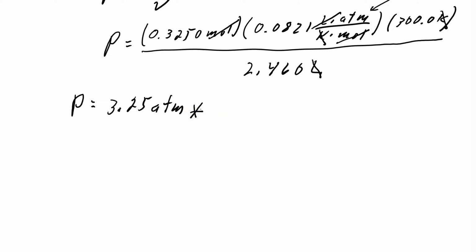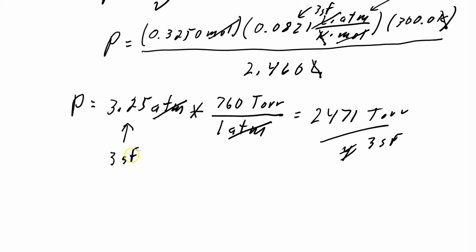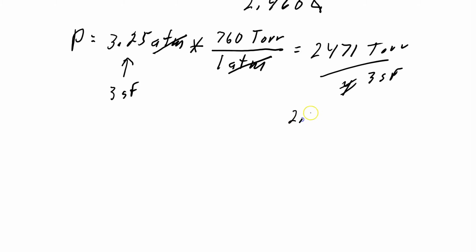So our conversion factor is 760 torr per 1 atmosphere. So torr goes upstairs, 1 atmosphere goes downstairs, so the unit of atmospheres cancels. And now we're going to multiply this through, and we're going to get 2471 torr. That should be 3 significant figures the way I did the calculation, because I've only got 3 significant figures with our gas constant, and I did correctly round our pressure in atmospheres to 3 significant figures. So our correct answer is going to be 2.47 times 10 to the 3rd torr.